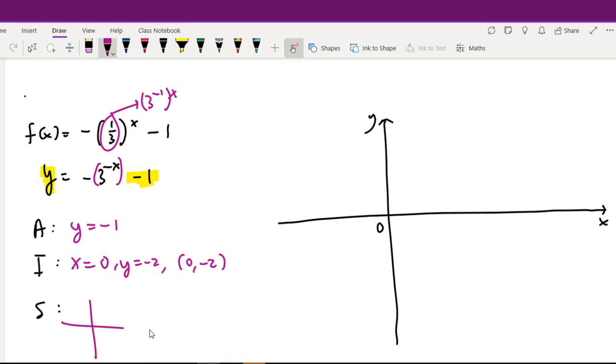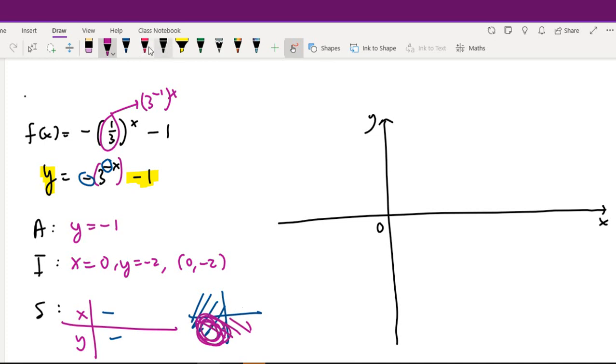And for the starting point, x, y, check. For x, this is negative, and for y also negative. Negative for x is in the second and third quadrant, and negative for y is in the third and fourth. So the starting point is in the third quadrant.